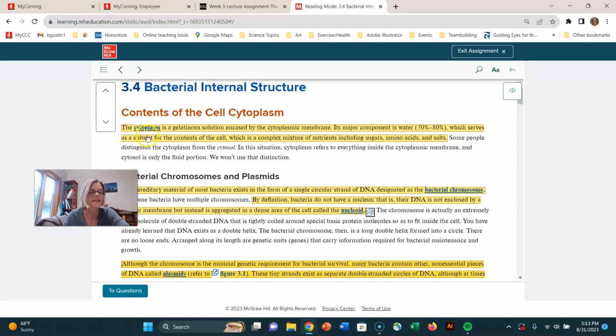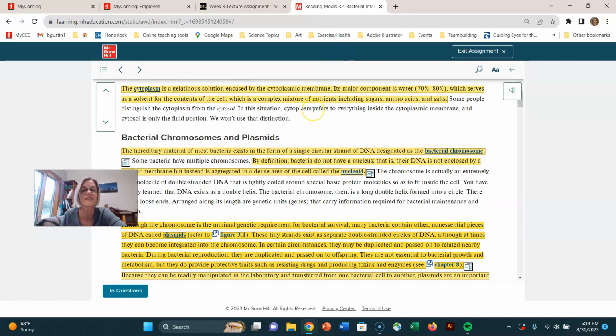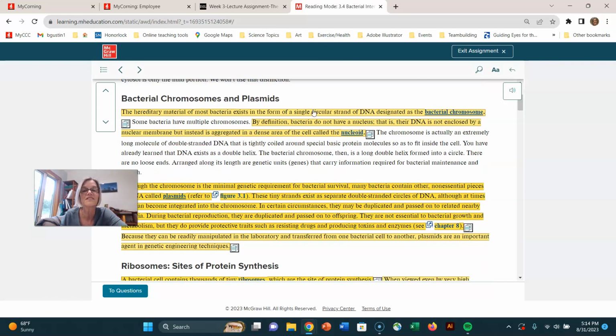Here it talks about the cytoplasm, and it's a gelatinous solution inside the cytoplasmic membrane, mostly water, and it's got a lot of stuff in there that's important for cells to function: a complex mixture of nutrients, sugars, amino acids, and salts. That's the same thing as is in eukaryotic cytoplasm, so that's a typical thing for cells.